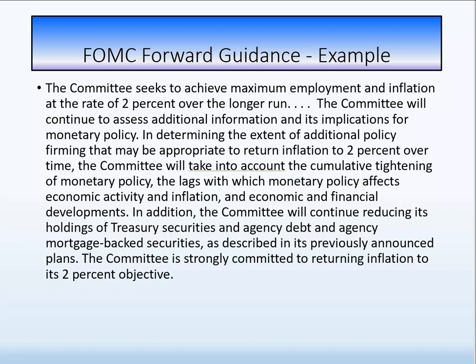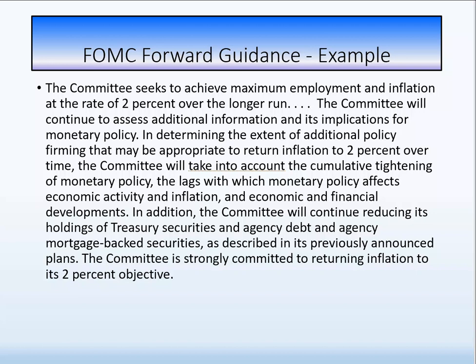In addition, the Fed will continue to reduce its holdings of Treasury securities and agency debt and agency mortgage-backed securities. In other words, the Fed's going to reduce the size of its balance sheet that has ballooned up from all that quantitative easing we talked about earlier. Then it goes on and makes a quick statement about previous forward guidance it had made by saying, as described in its previously announced plans. Then it ends with the following statement. The committee is strongly committed to returning inflation to its 2% objective. There you have it, some actual forward guidance.